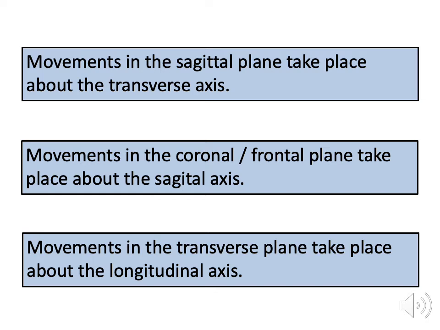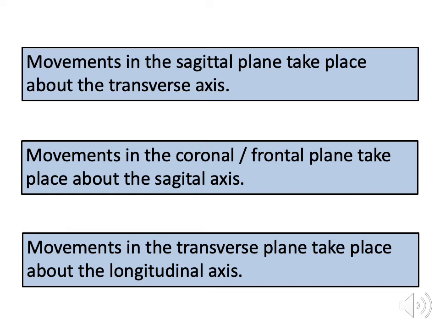When we are looking to describe the movement of the human body, movement that occurs in a specific plane will always be around a specific axis. So they're always paired together. So as we see on the screen here, movements in the sagittal plane will take place about the transverse axis. So this is that forward roll. A movement in the coronal or frontal plane will take place about the sagittal axis, cartwheel, for example. And movements in the transverse plane will take place about the longitudinal axis. So this is pirouetting or rotating on the spot.